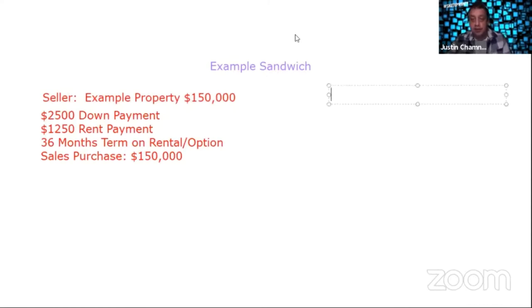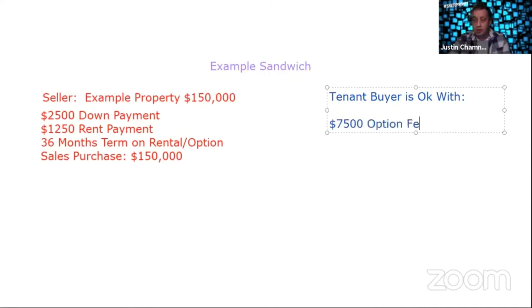Now, let's talk about the tenant buyer side. When you find a tenant buyer, you've got to find a tenant buyer that can do more than what we just listed for the seller here. Otherwise, you won't make any profits. The tenant buyer is okay with how much down? Well, you find a tenant buyer that has $7,500 down. He's also going to be able to rent the property from you at $1,500 a month instead of $1,250.